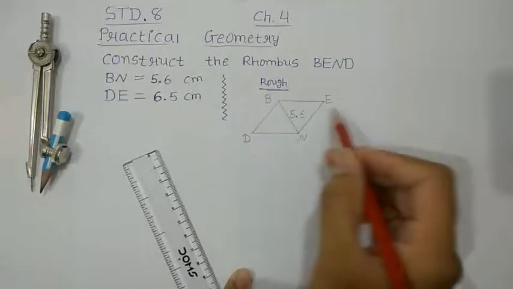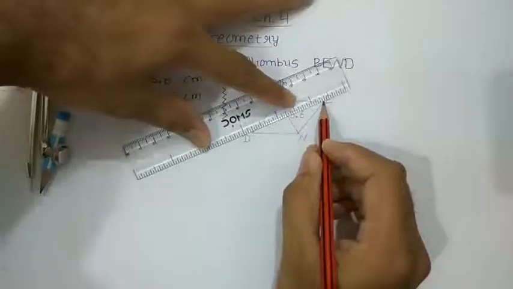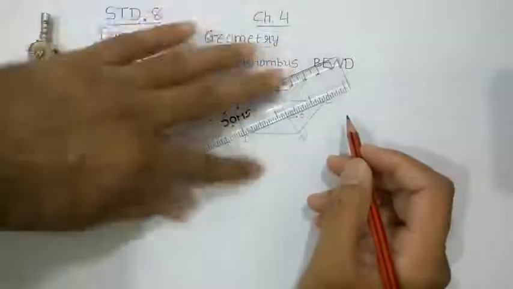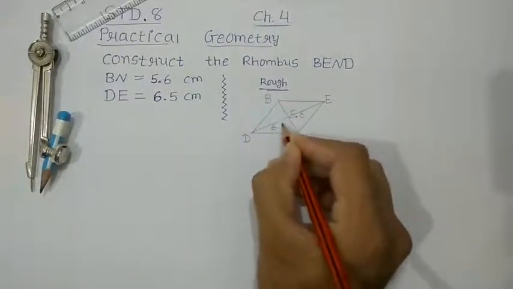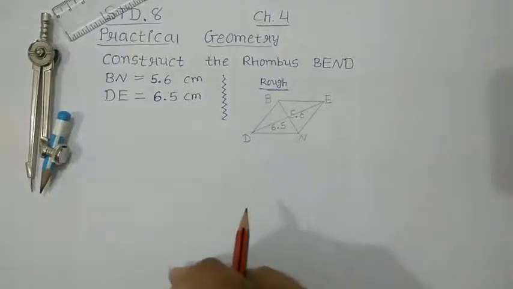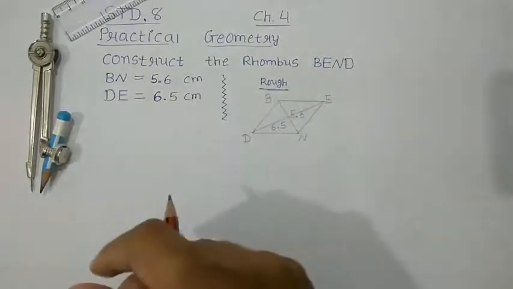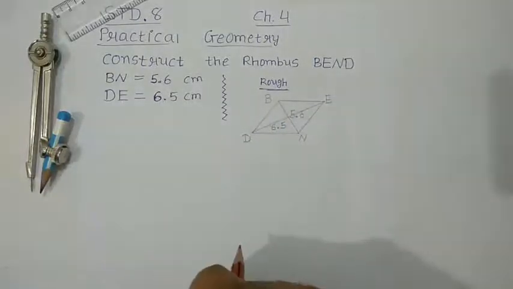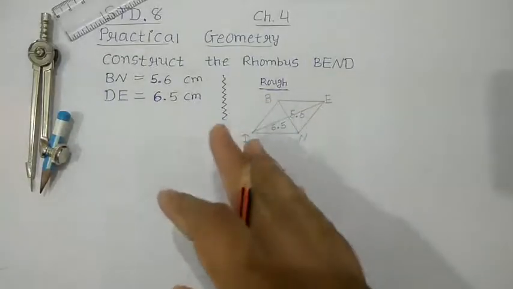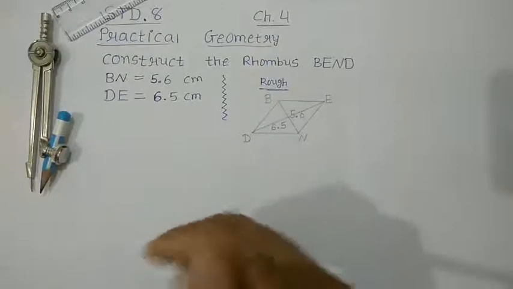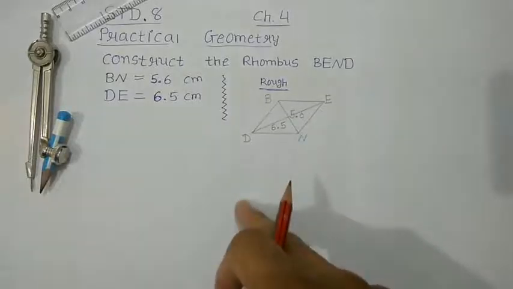Now one more diagonal is given, that is DE. Okay, so now make this diagonal DE, and the measurement of this DE is equal to 6.5 centimeter. Now notice one thing here: out of the four sides, we have not been given any side, right? Because according to the property of the rhombus, all the sides of the rhombus are equal, right? But here only two diagonals are given. So how to construct a rhombus from the two diagonals only?